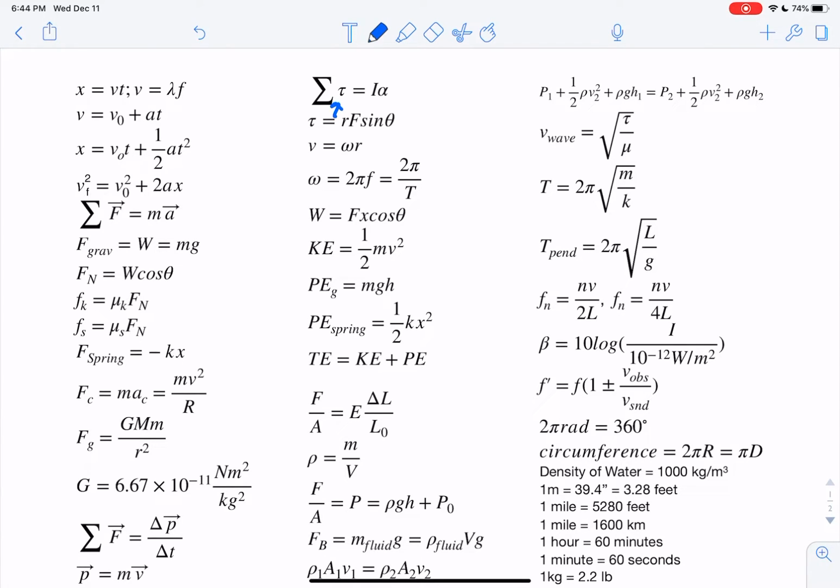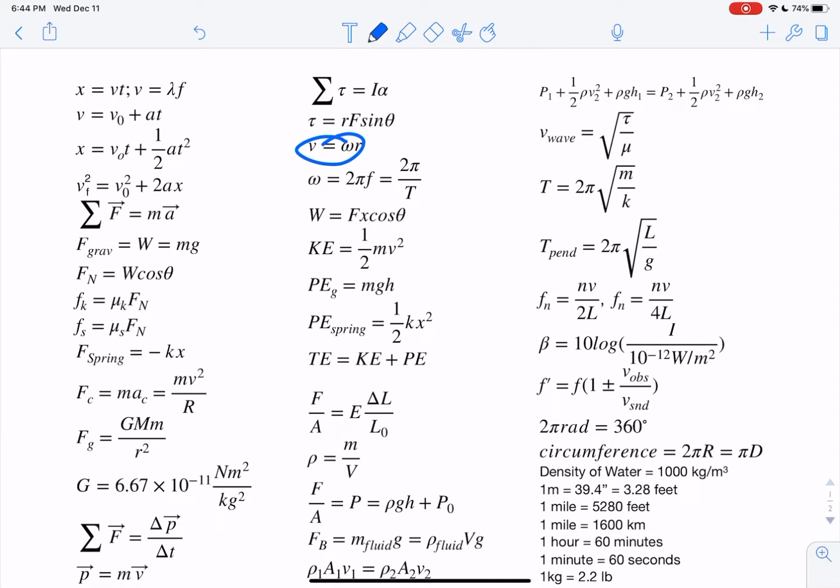Otherwise, an individual torque that goes on the left side of that equation can be found by taking the distance from the axis of rotation where the force is being applied, times the force that's applying it. So if something's going to rotate, you take that force times the distance, and then it's the component of the force, sine theta, that gives you the amount of torque.